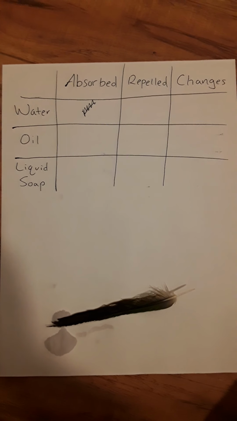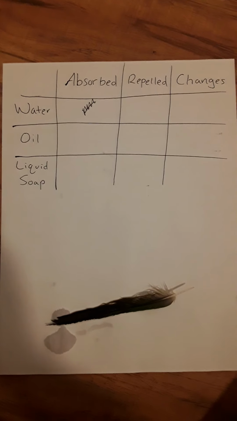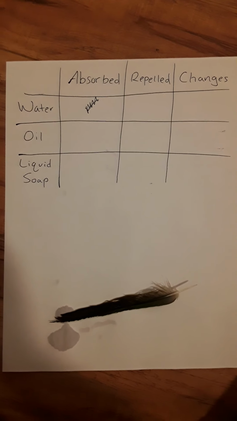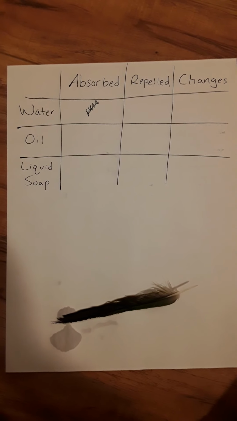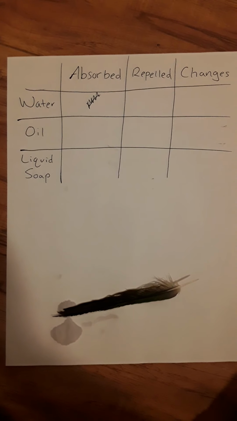So here's a closer look at the chart. At the top, we'll have the child write absorbed, repelled, and changes. And on the left, they'll write water, oil, and liquid soap.